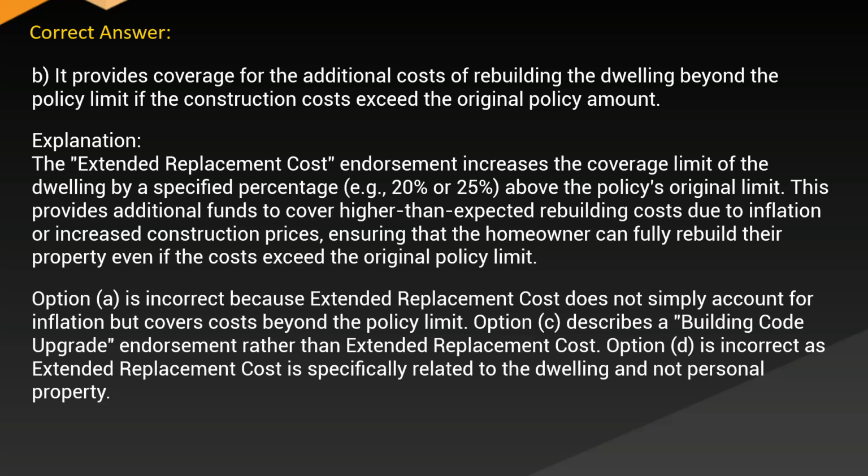This provides additional funds to cover higher than expected rebuilding costs due to inflation or increased construction prices, ensuring that the homeowner can fully rebuild their property even if the costs exceed the original policy limit. Option A is incorrect because extended replacement cost does not simply account for inflation but covers costs beyond the policy limit. Option C describes a building code upgrade endorsement rather than extended replacement cost. Option D is incorrect as extended replacement cost is specifically related to the dwelling and not personal property.